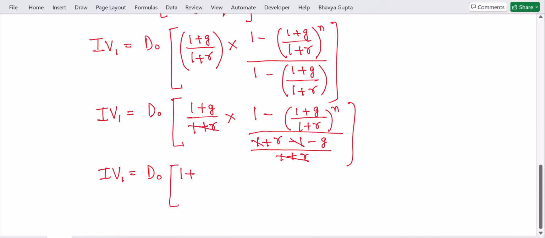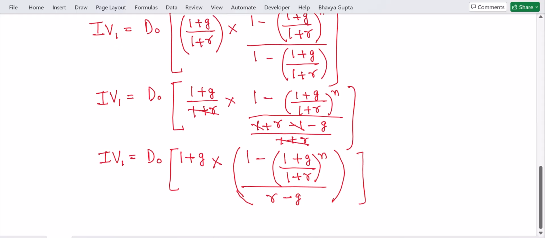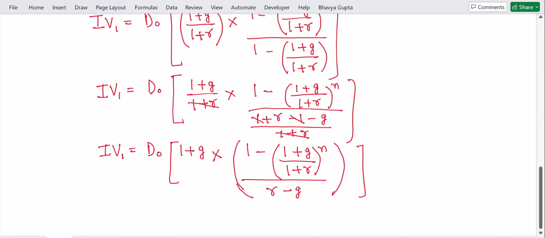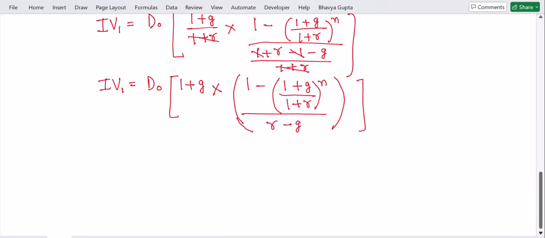(1 plus g) into (1 minus (1 plus g upon 1 plus r) raised to power n), this whole upon (r minus g). Let's close this and let's close this. So this will be the final equation that we will use. Now if we rewrite the final equation, what will it be?